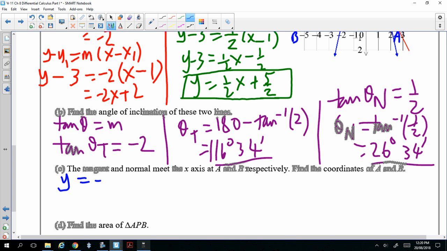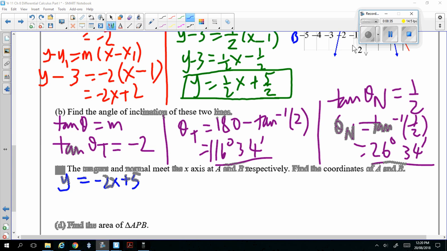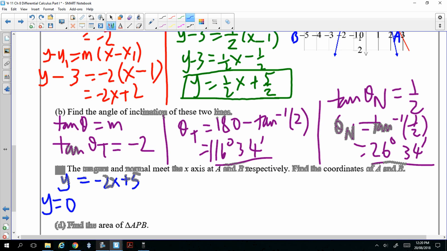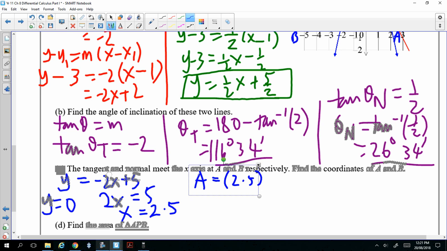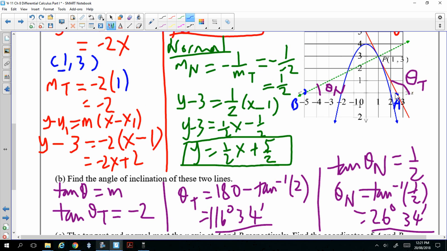To find the x-intercept, you let y equal 0. And you get 2x equal to 5, so x is 2.5. So the coordinate of A is now found, 2.5, 0. A is this point, where the red line crosses the x-axis.